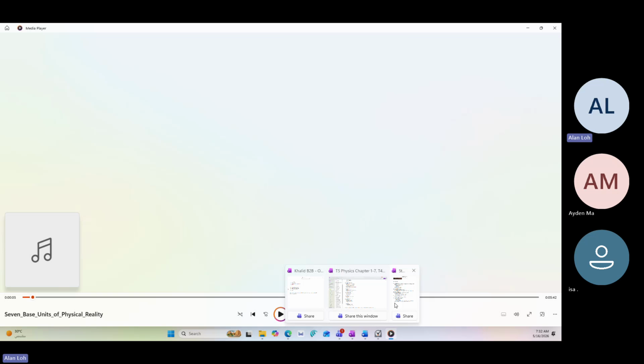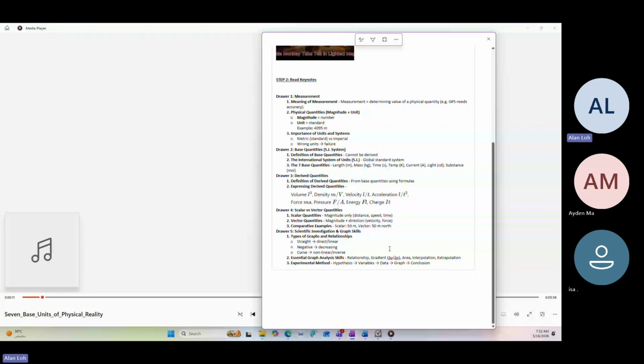Let's start now. Imagine trying to build a modern city, or coordinate global air traffic without a universally agreed upon definition of an inch or a meter. Oh, it would be pure, unadulterated chaos. Right.